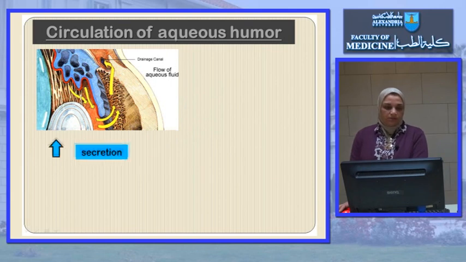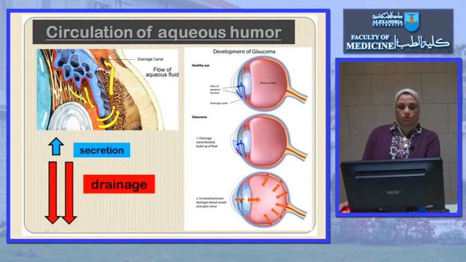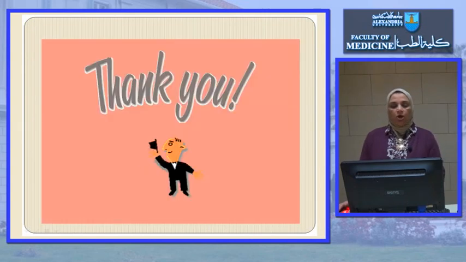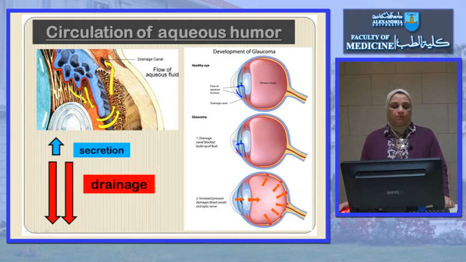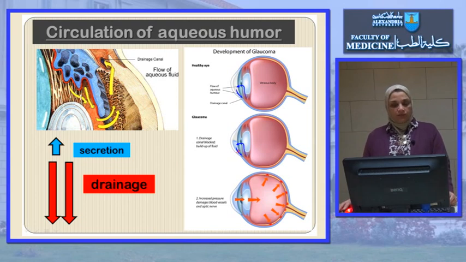As long as the rate of secretion and the rate of drainage are in the normal range, this is a normal situation. But if there is increased secretion, or diminished drainage or any problem in the drainage of this aqueous, this will lead to increased intraocular pressure, and this clinical condition is called glaucoma. So there is a balance between secretion and drainage, but if the rate of secretion is increased or the rate of drainage is decreased, this will lead to a clinical condition called glaucoma.